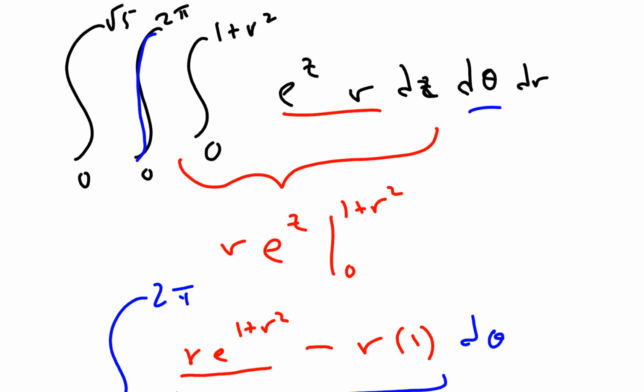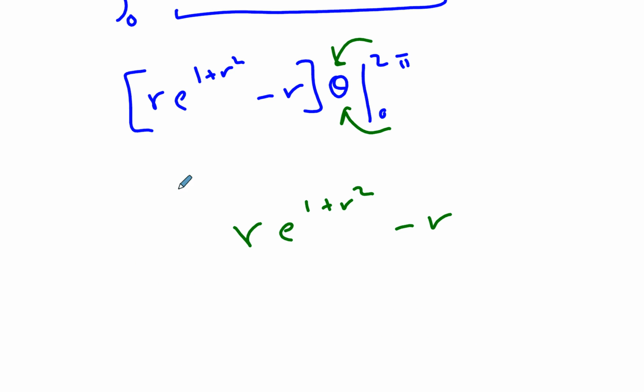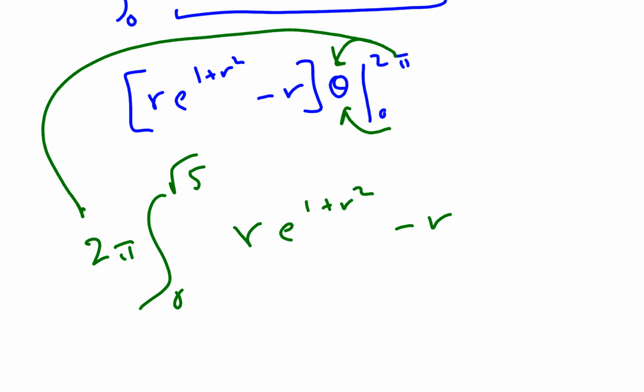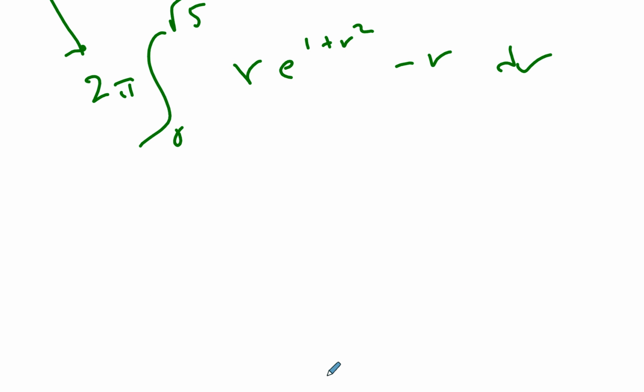I'm going to do the last integral, which is the integral from 0 to square root of 5, dr, that last one. So let's do that. Integral from 0 to square root of 5. Don't forget the 2 pi. That's coming from over here. And dr. So this is really two separate integrals. This one's easy. This is just minus a half r squared.